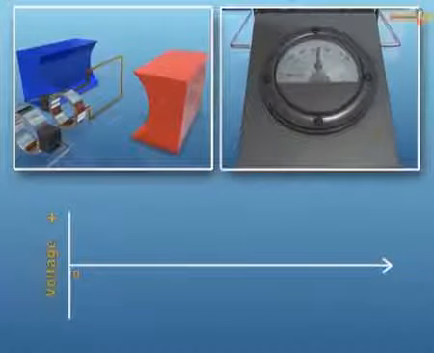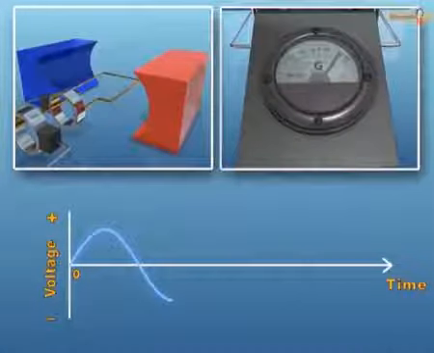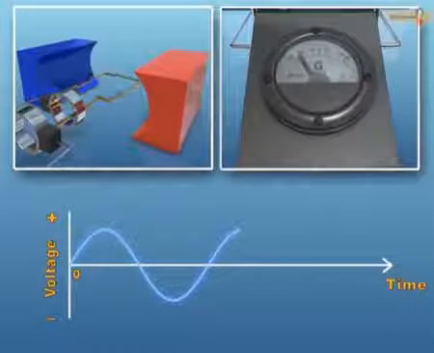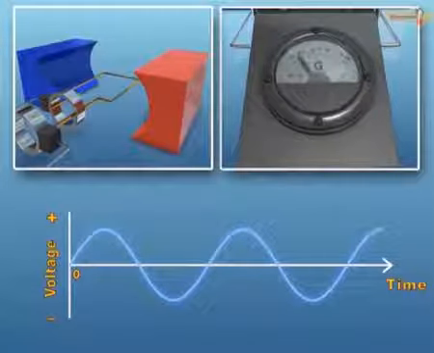If we plot a graph between the induced EMF and time, we will observe that the induced EMF shows sinusoidal behavior. It can be seen from the graph that the direction of the current keeps on changing with time, which again shows the alternating nature of the induced current.